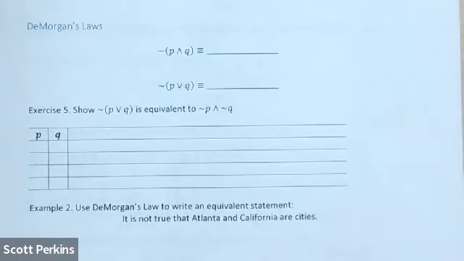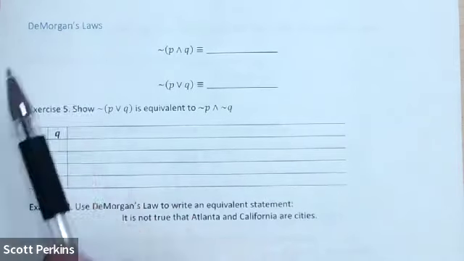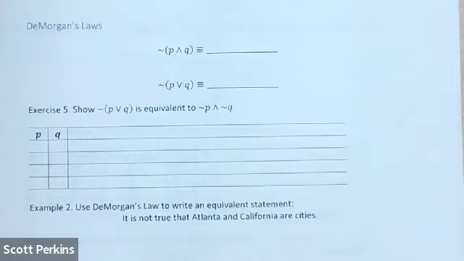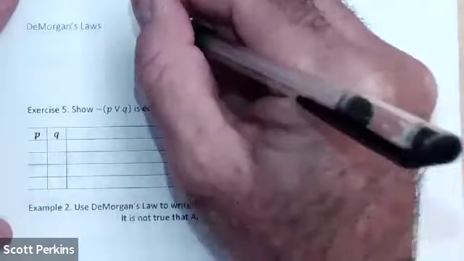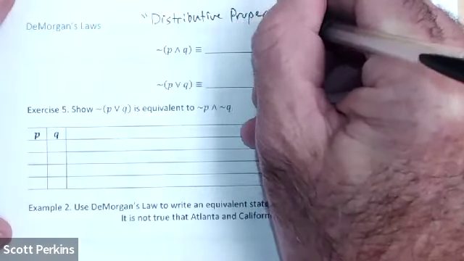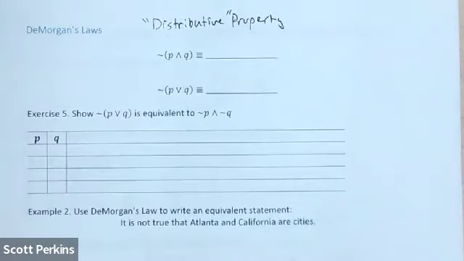One of the originators of the field of symbolic logic and using it to test validity of arguments, which is where we're going, and we're going to be there in just a little while, was a mathematician named DeMorgan. So these two laws are named after this particular person. It kind of functions as a sort of, not exactly, but kind of a distributive property. So not exactly a distributive property, but it has kind of the feel of it.